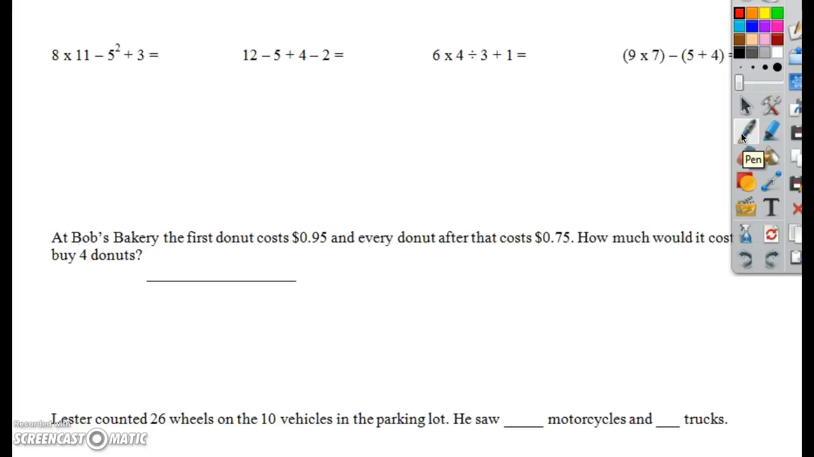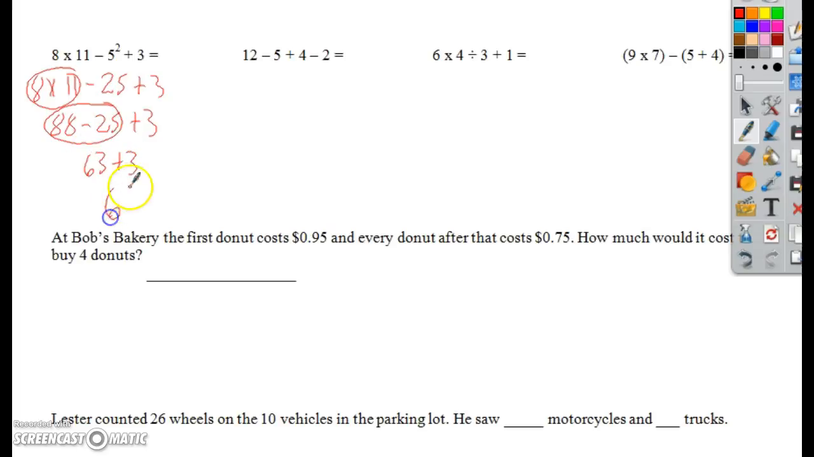8 times 11 minus 5 squared plus 3. I got exponents, and 5 squared really means 5 times 5, so that's a 25. Everything else just drops down exactly where it was. Do the multiplying next. We got 88 minus 25 plus 3. Subtracting is first in line, and it's the same power as adding. So that gives me the 63 plus 3. Just going to give me 66.